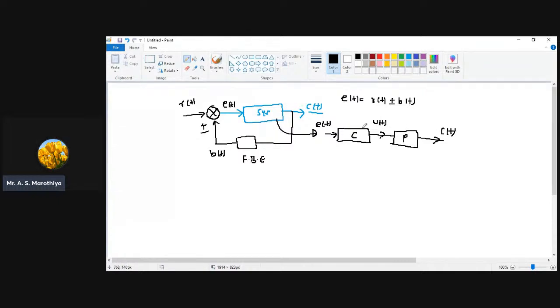And the value of this actuating signal which is produced by the controller is such that the error has to be zero. That is our final main objective. That is very important. This is the concept of open loop and closed loop control systems, and then we discussed the advantages, disadvantages, and some practical examples of open loop and closed loop control systems.